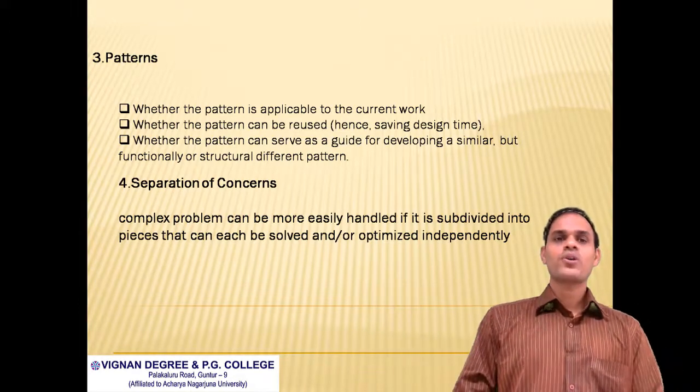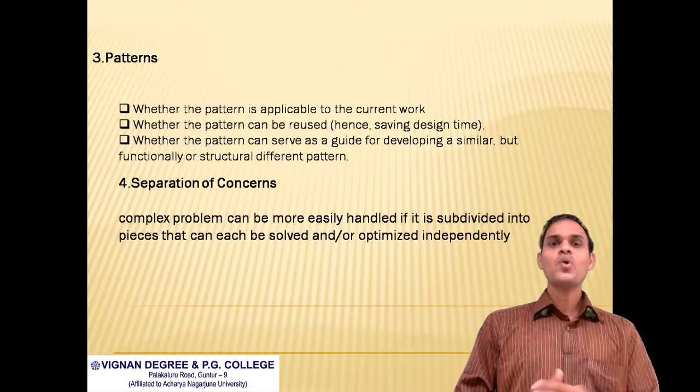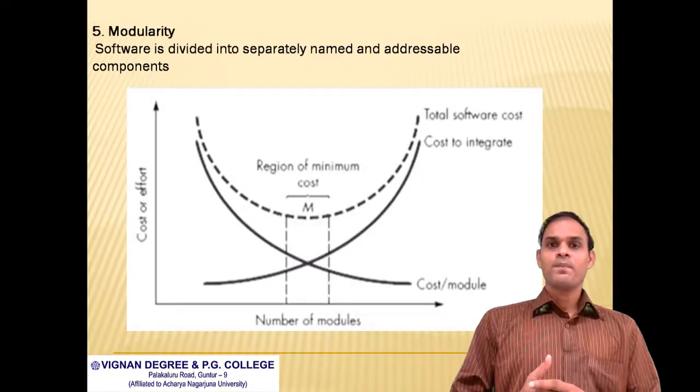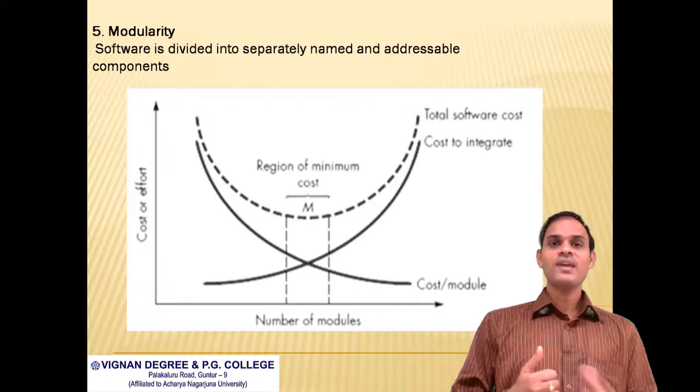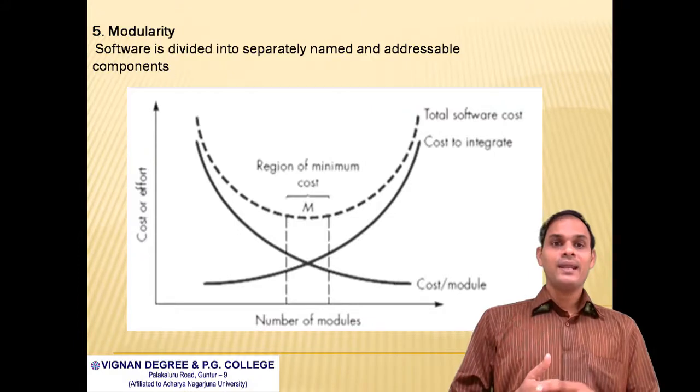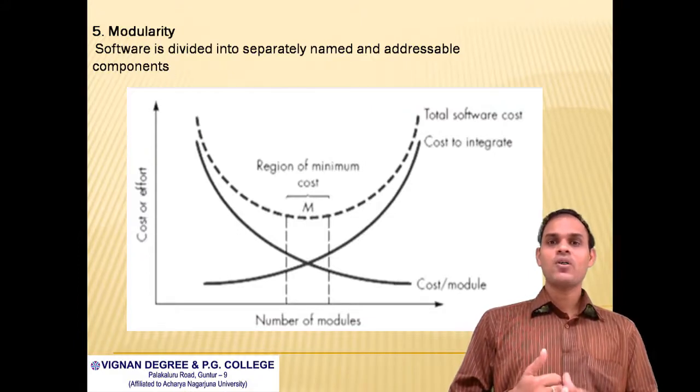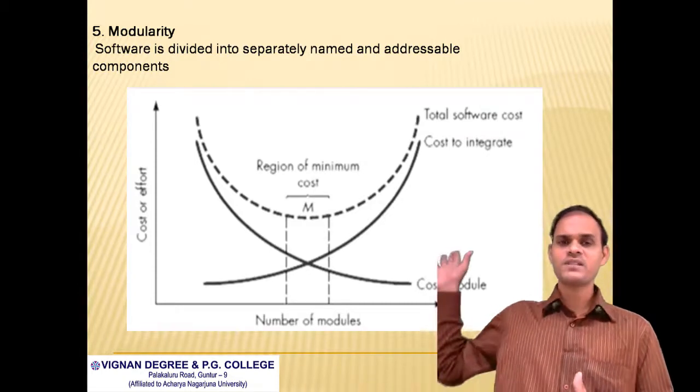And what is modularity? Modularity is the most common manifestation of the separation of concerns. Software is divided into separately named and addressable components, sometimes called modules, that are integrated to satisfy the problem requirements. The diagrammatic representation, see.